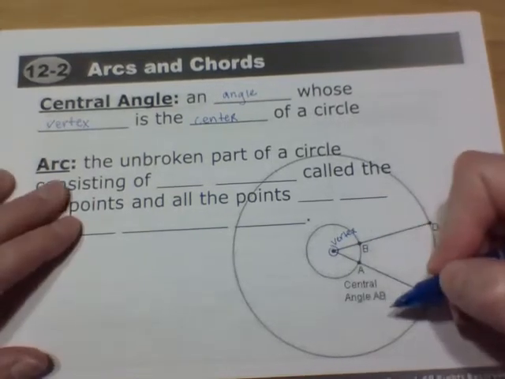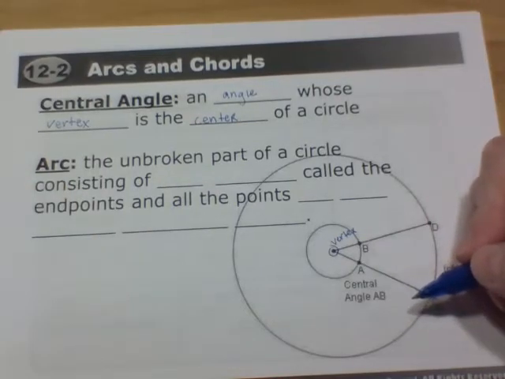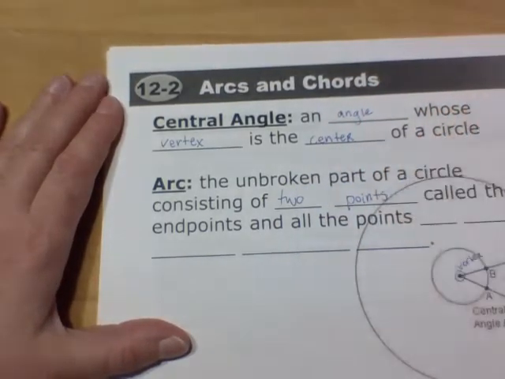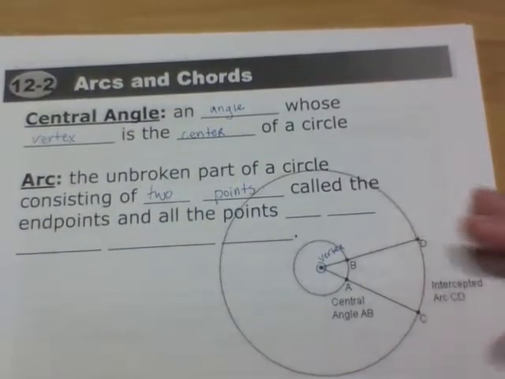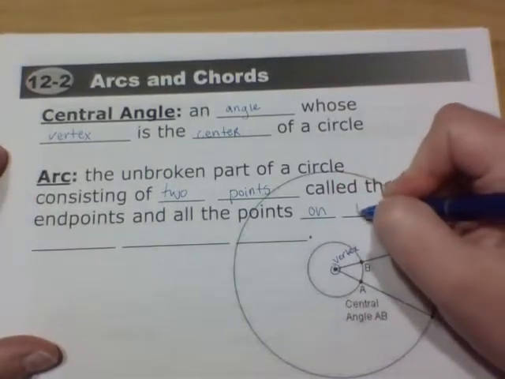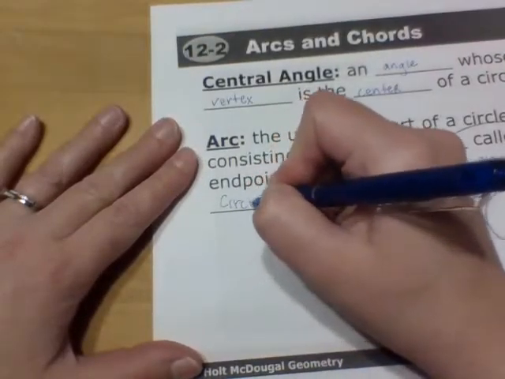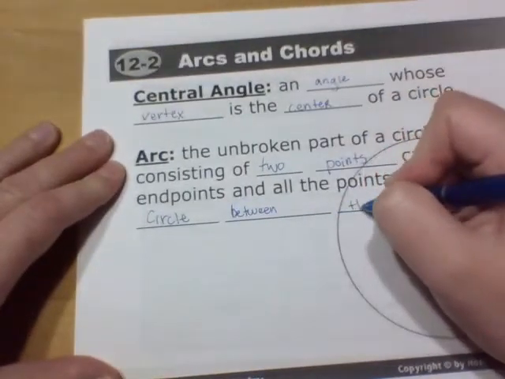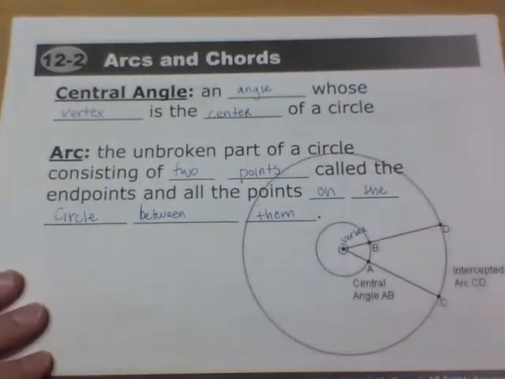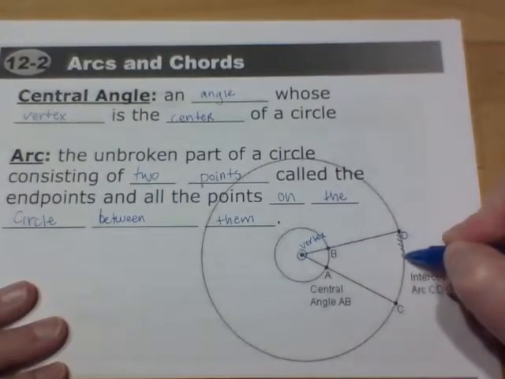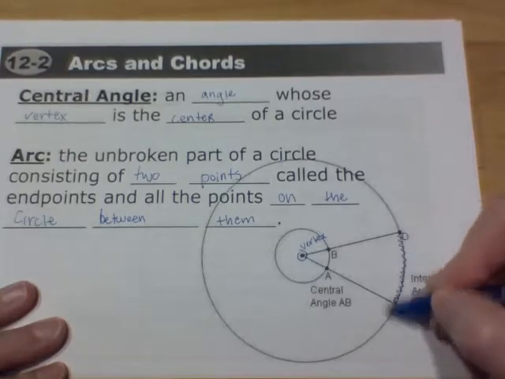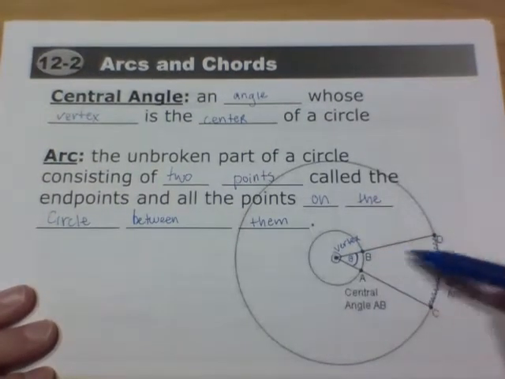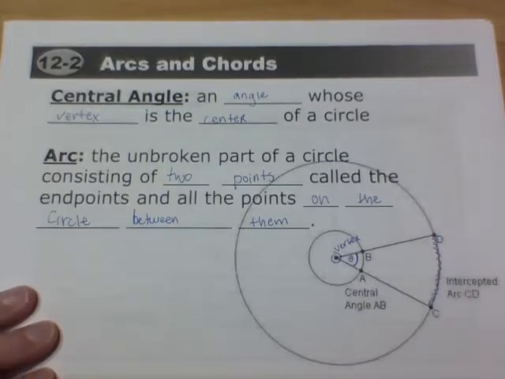All right, so then we have our arc, the unbroken part of the circle consisting of 2 points called the endpoints, and the points on the circle between them. Alrighty. So our intercepted arc is this guy right here. So that's the arc, it's the outer part of the circumference, but the central angle is this measurement inside here. All right, so that's your central angle, piece of the pie there, and then the arc, which is the crust of the pie.